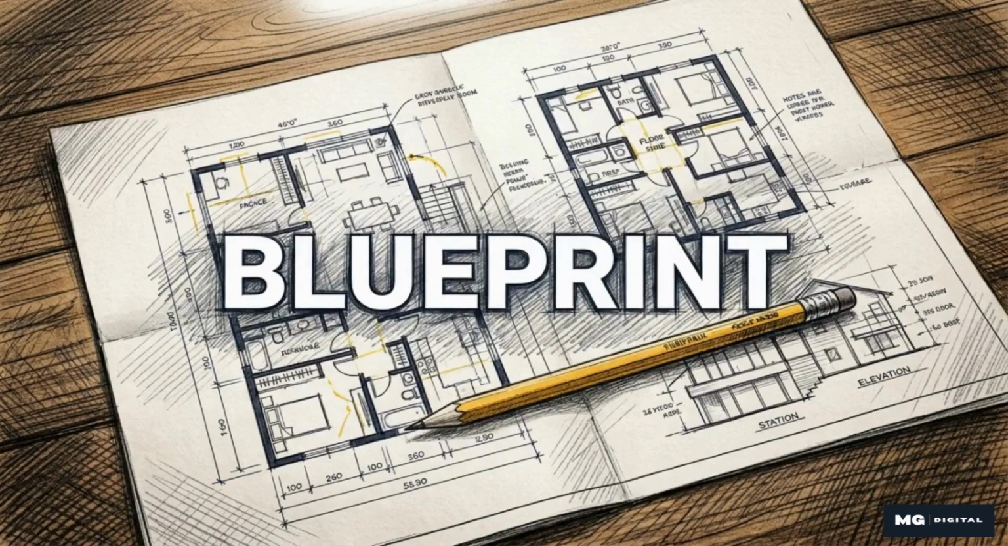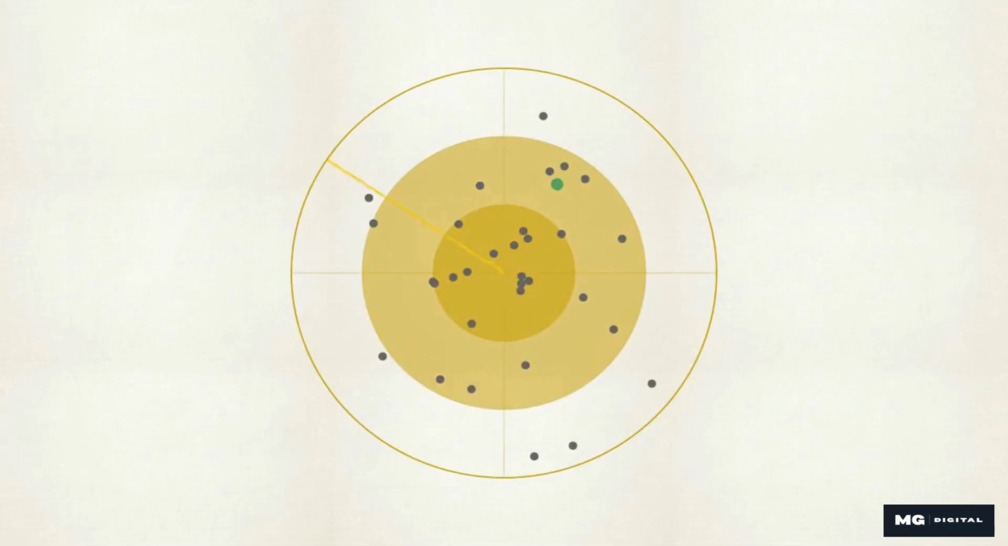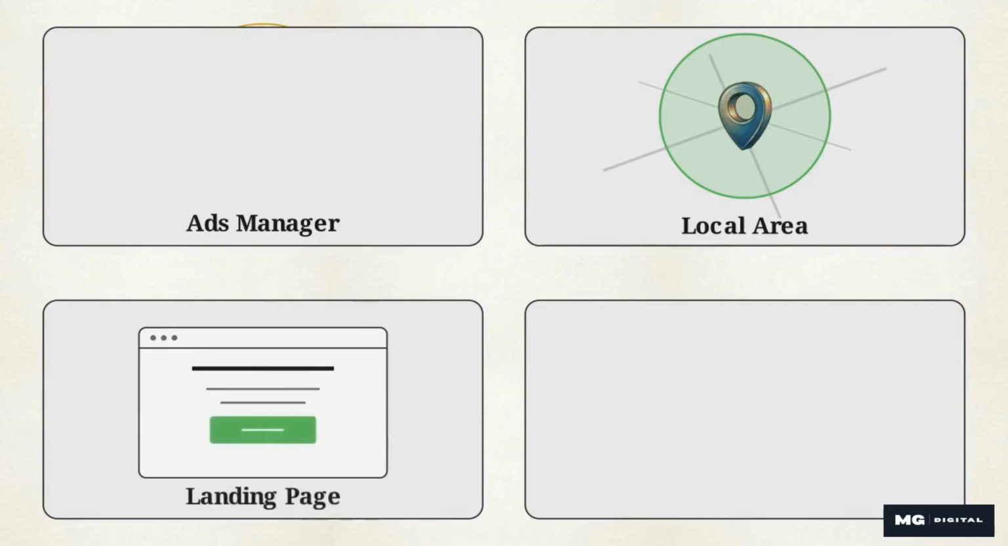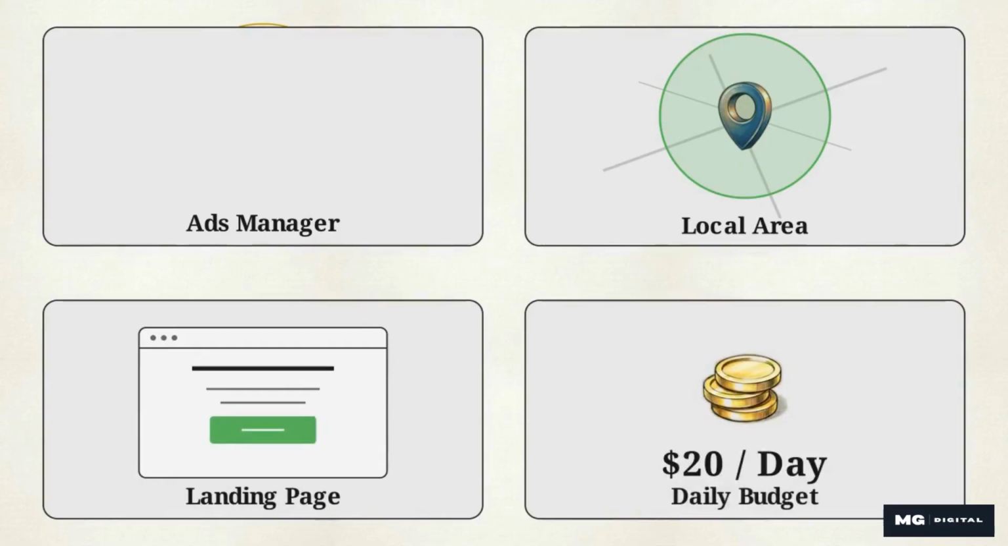We are going to rebuild your ad strategy from the ground up, using professional tools to target actual buyers instead of casual scrollers. To execute this, you need 4 things: access to the professional ads manager, a defined local service area, a dedicated landing page, and a minimum daily budget of $20.